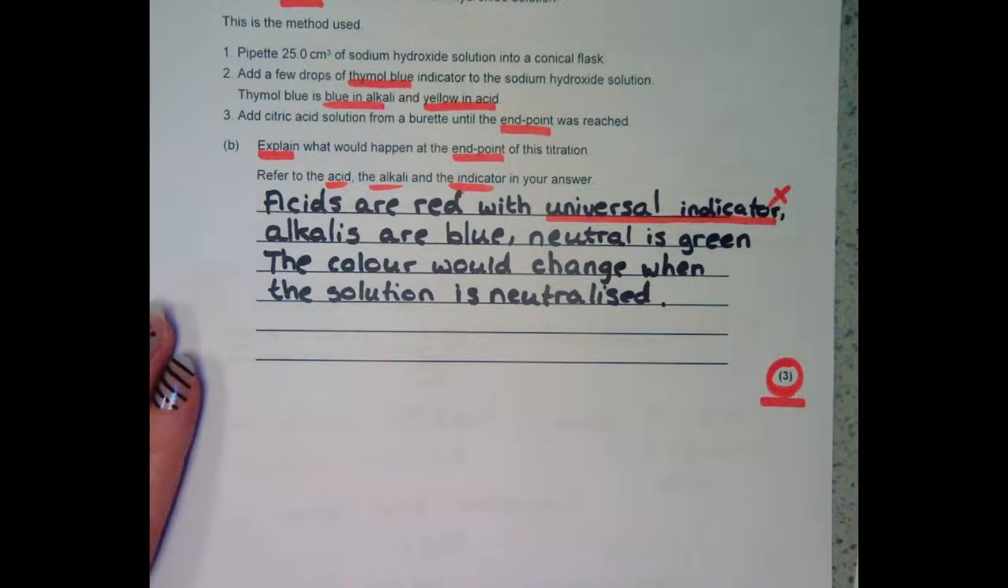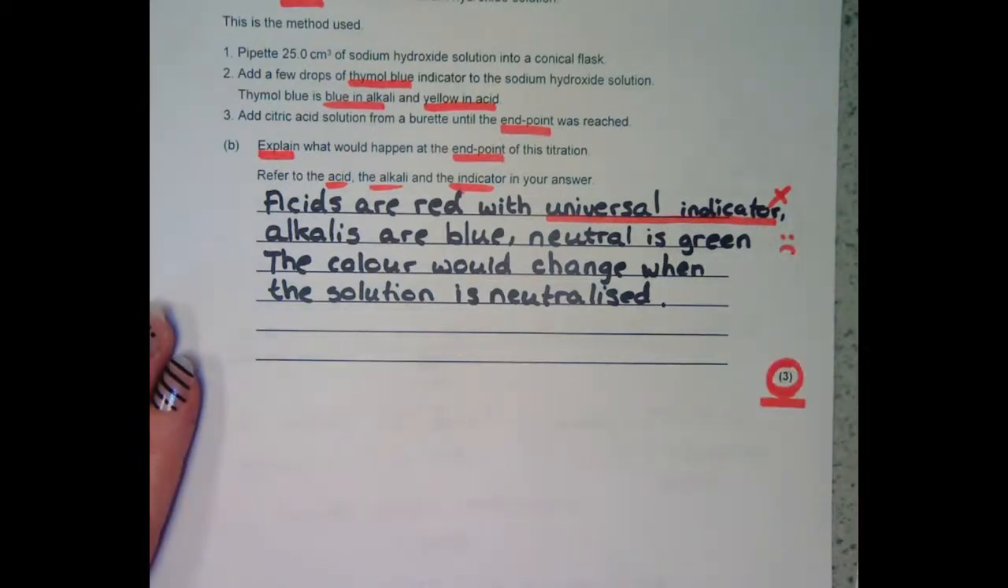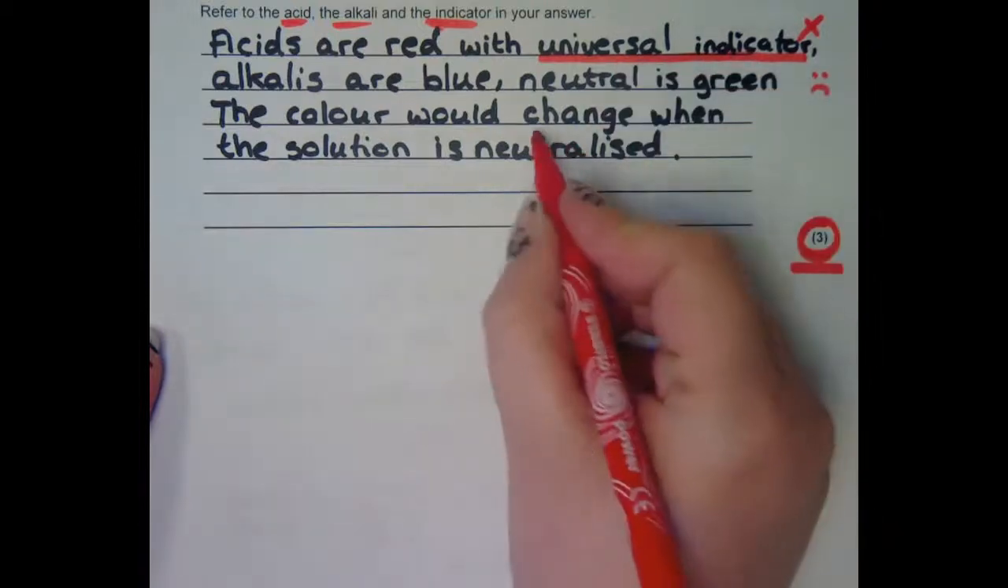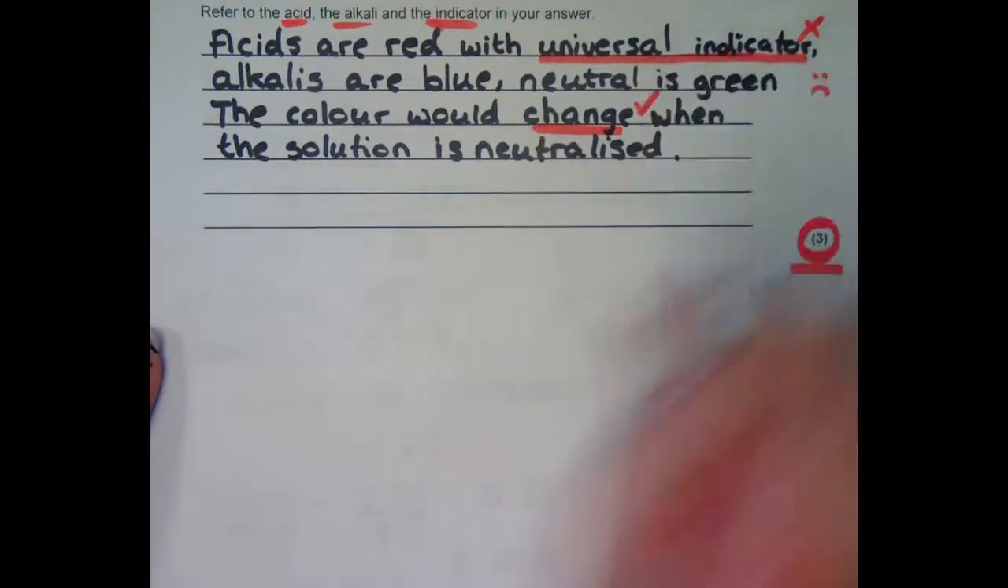This automatically means that they cannot get full marks because they have talked about the wrong indicator. But let's not write off this answer yet. Let's see where else they could have got the marks from. So following on from that, the colour would change when the solution is neutralised. Now that is definitely right.